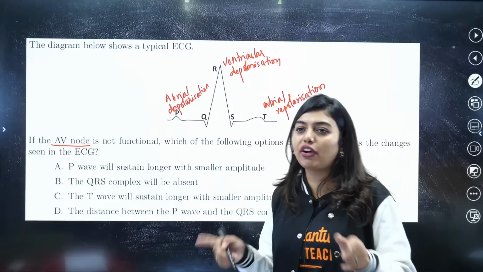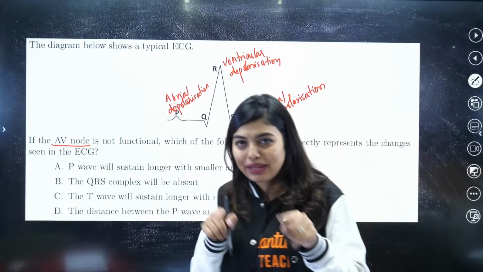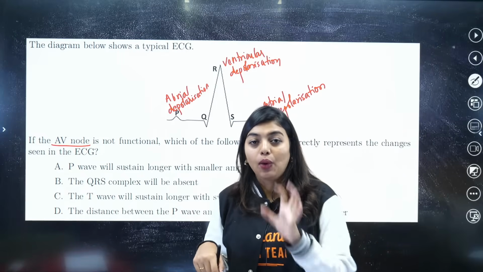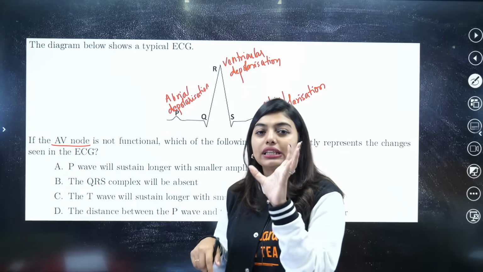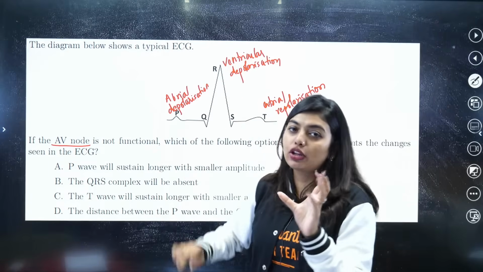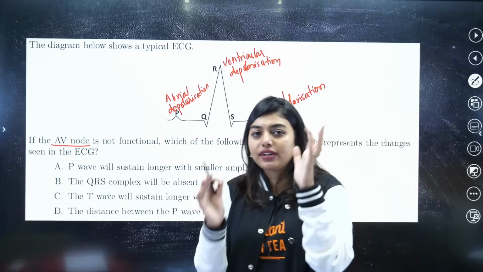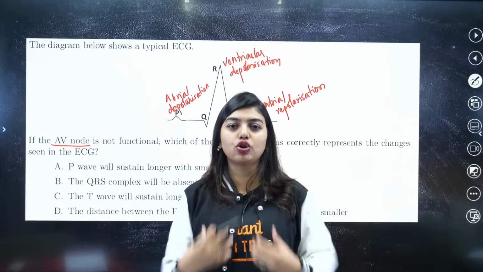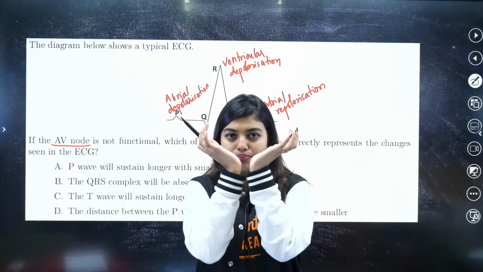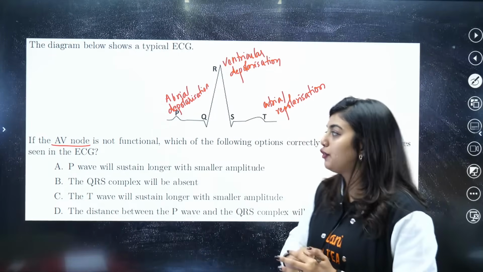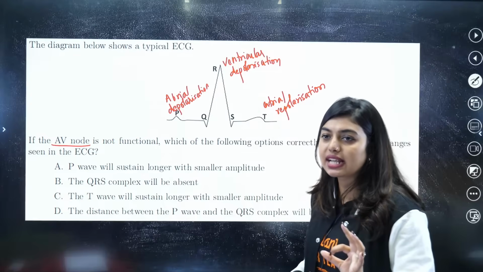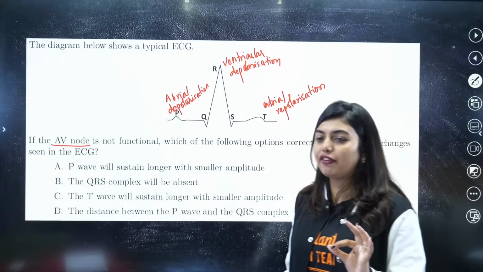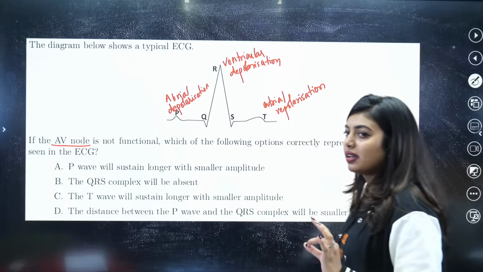Atrioventricular node does not function. That means the ventricles will have a problem. Ventricular depolarization will have an issue. Whatever is coming from the atria, it has to go to the ventricle, right? Whatever is there on the top, it has to go down. So that will not happen. So if you look like that, which one do you think is getting affected? Okay, which will get affected? Try to tell me.